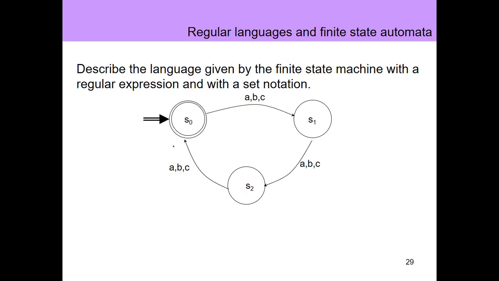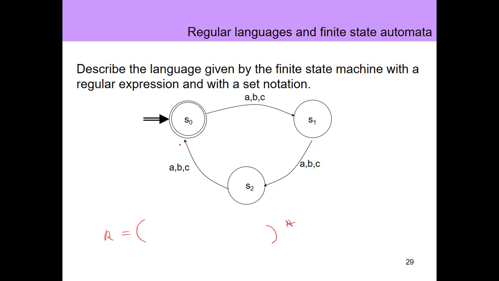Okay, this looks complicated. So we're starting at S0, then we go to S1 with a choice between A, B or C. We go to S2 with a choice of A, B or C, and we go back to S0, which is also an ending state. And of course, you see that the first state is an ending state, so lambda is part of this language. So the regular expression, in fact, already starts with a big star, because lambda is part of it.